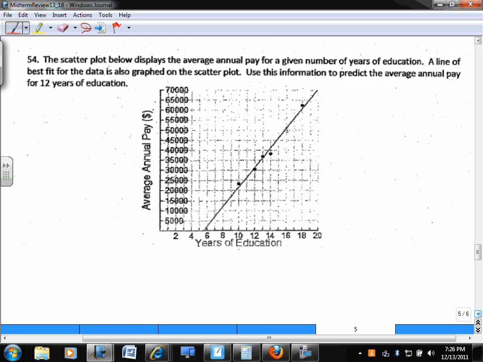Problem 54. The scatter plot below displays the average annual pay for a given number of years of education. A line of best fit for the data is also graphed on the scatter plot. Use this information to predict the average annual pay for 12 years of education.